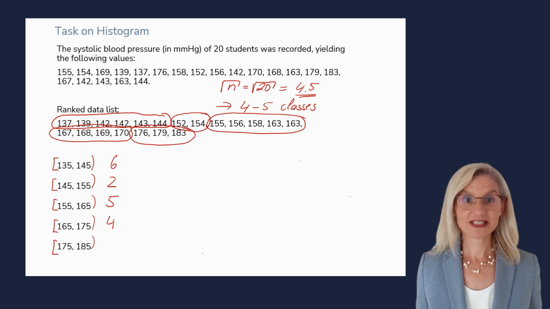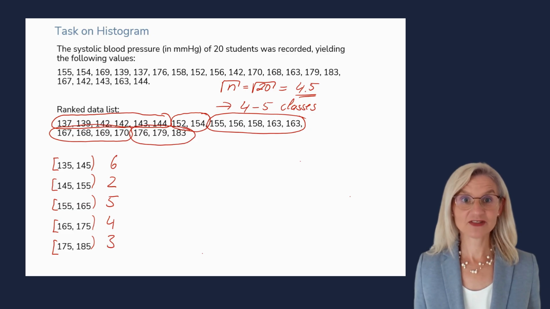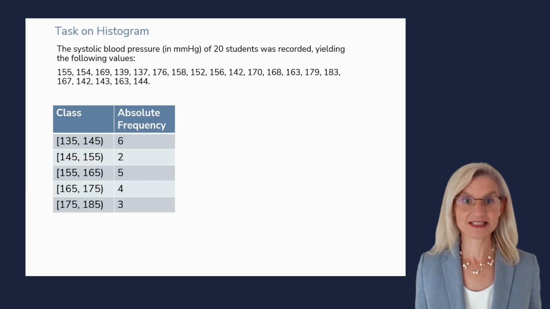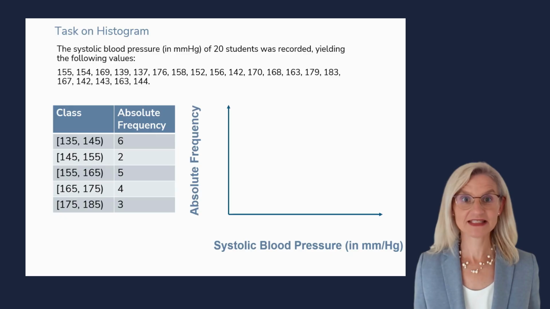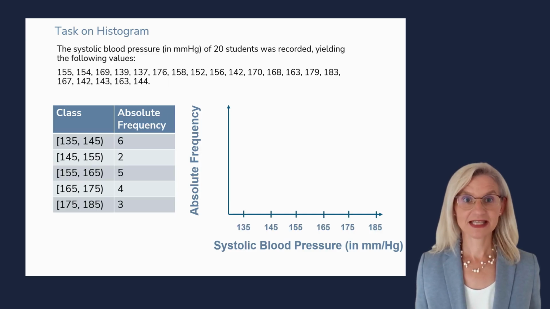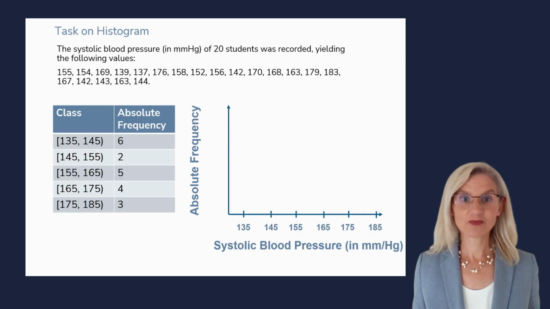All the preparatory steps are now complete, and we can draw the histogram. On the x-axis, we plot the systolic blood pressure in millimeters of mercury. On the y-axis, we plot the absolute frequency. For the systolic blood pressure, we mark the class boundaries. The absolute frequency ranges from 0 up to 6. Now we can draw the bars.